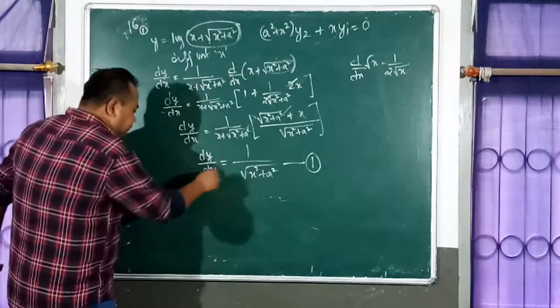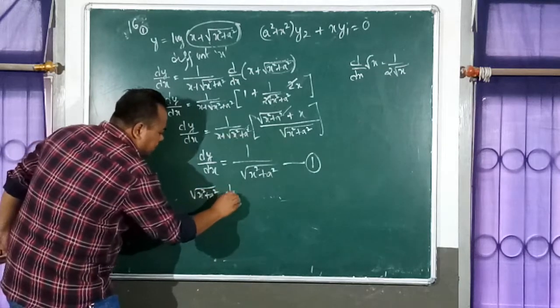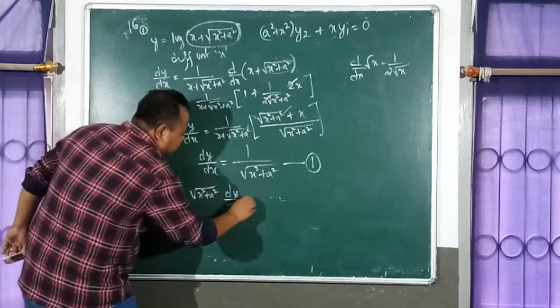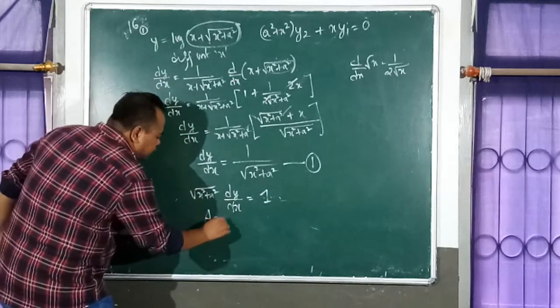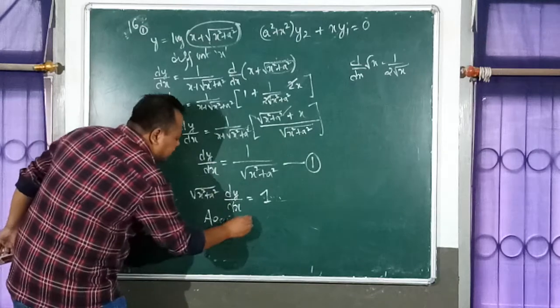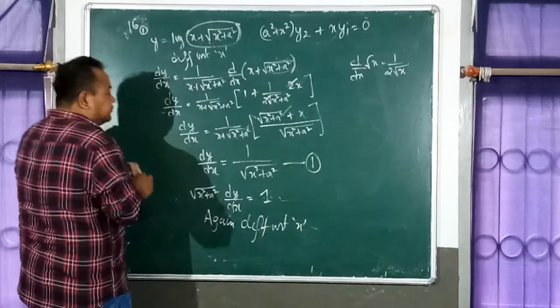So what do you get, tell me? So you get root x square plus a square dy by dx equal to 1. Now I am going to differentiate. This is the only step which is going to be difficult, again differentiating with respect to x.